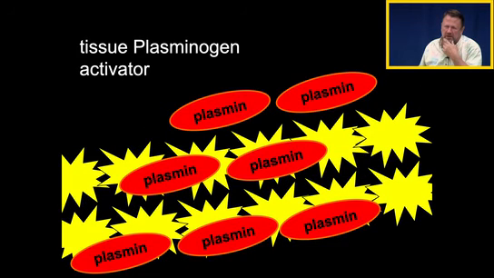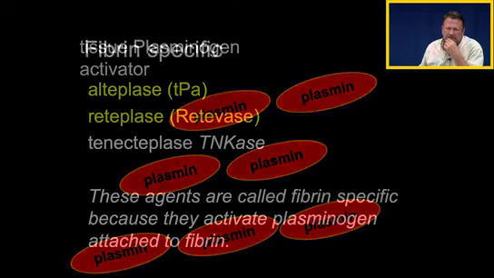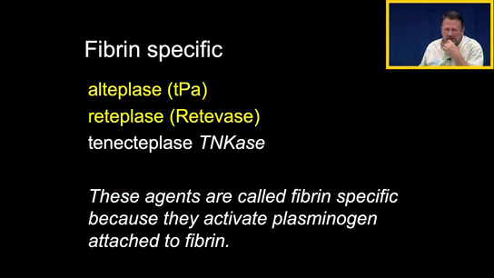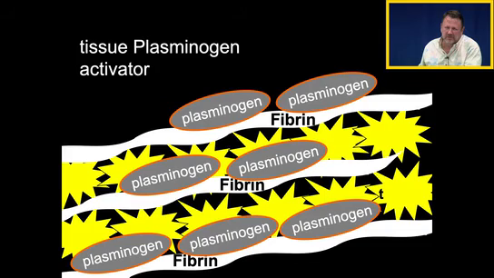And TPA and reteplase and tenecteplase, they all work the same way. TNK. So they're called fibrin-specific because they activate plasminogens that are attached to the fibrins. All right, so let's go back. There's my plasminogens stuck to the fibrins.